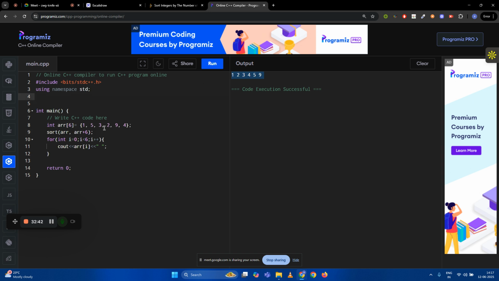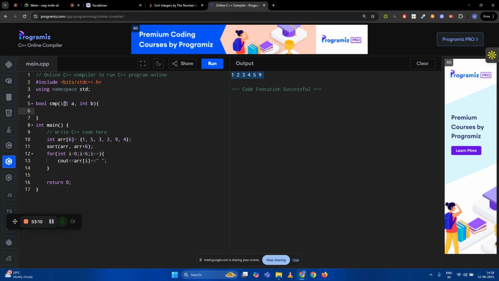Now let me sort it in descending order. Descending order would be to sort it in ascending order, then reverse it. But now I want to write a comparator function which will sort it in descending order. Bool comparator. A comparator function takes two parameters which are actually keys of your array. These keys are integers, so it will have two parameters: int a, int b.